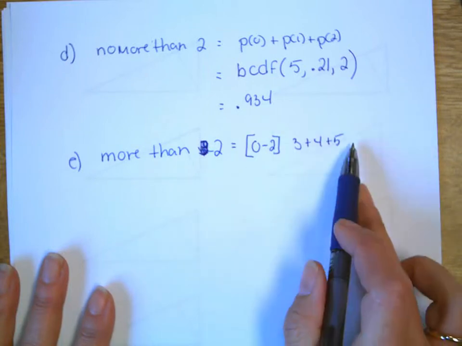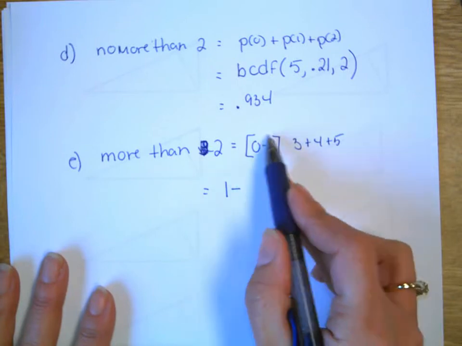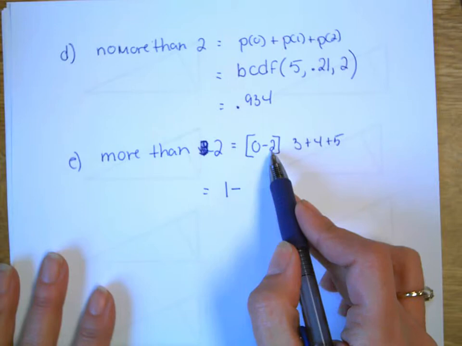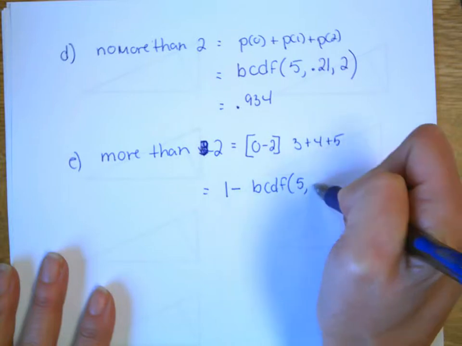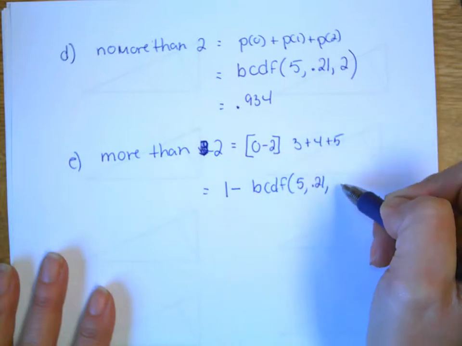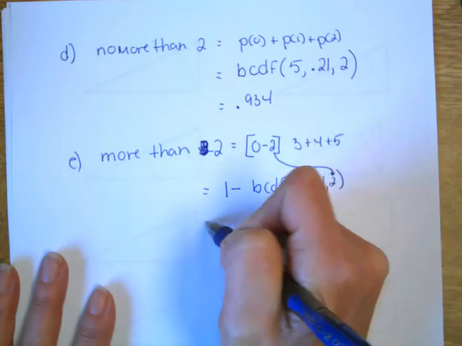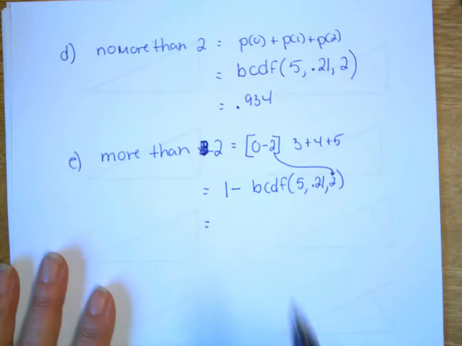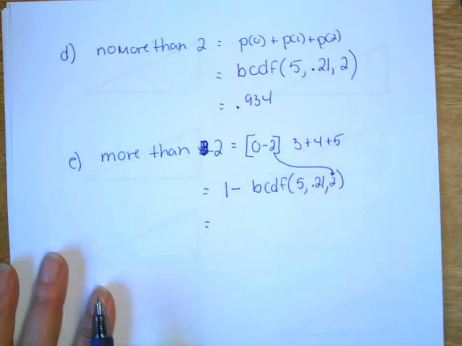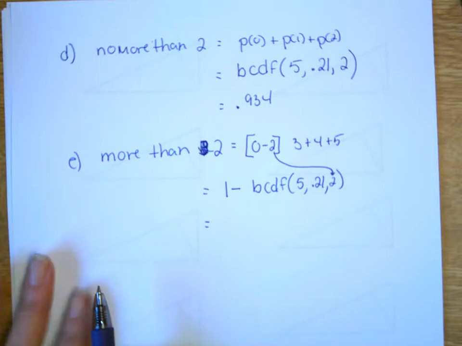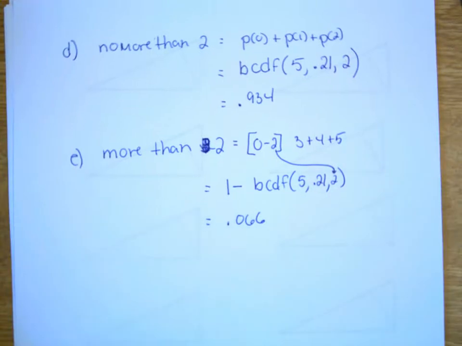But all of them add up to 1. So this is why we do the 1 minus, and I'll have it add up this lower chunk. How do I get it to add 0 through 2? Binom CDF, 5, .21, and what's our x value? 2. Very good. If you draw this little picture, a little number line kind of thing, it's helpful. And what's this answer? .66. Okay.